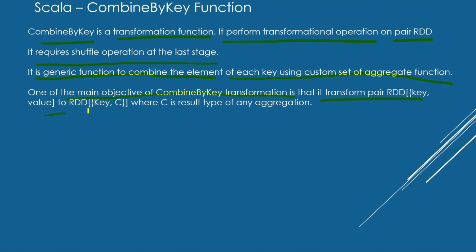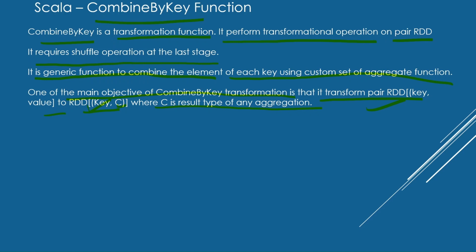One of the main advantages of the combineByKey transformation is that it transforms a pair RDD of key-value pairs to an RDD of key and C, where C is the result of any type of transformation. So we take the pair RDD, which we have already discussed, taking key and value pairs, and it will convert the output into an RDD. The key will be whatever key is present in the input pair RDD. But C could be any aggregation type: min, max, an existing aggregation, or any other kind of aggregation. You can write that aggregation in a function, and we can use that aggregation function within combineByKey.